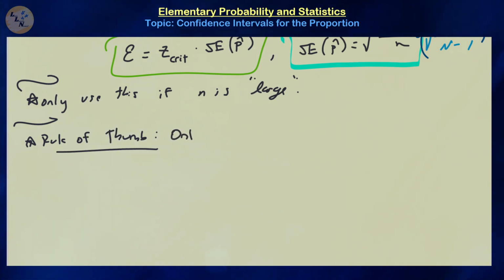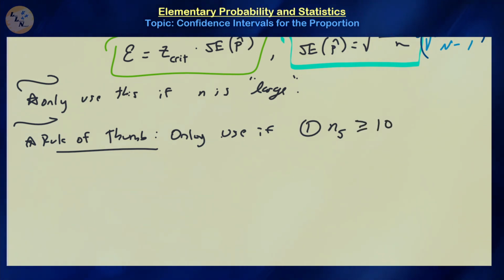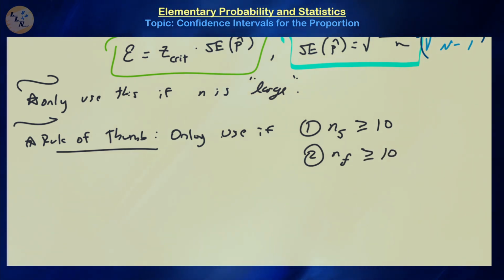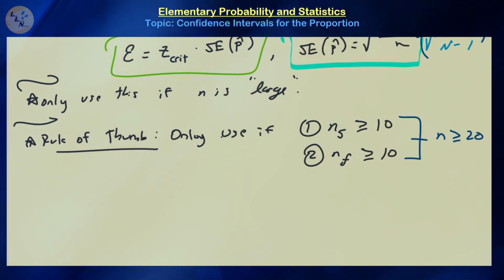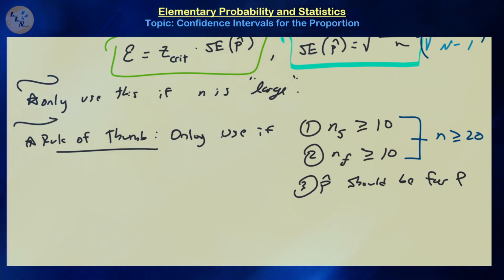You should only use this if, one, the number of successes in our sample is greater than or equal to 10. Two, the number of failures is greater than or equal to 10. So if both of these are satisfied, then that requires that the sample size must be greater than or equal to 20. And, moreover, three, p hat should be far from 0 and far from 1. So the sample proportion should be far from the boundaries of possibility of 0 to 1.